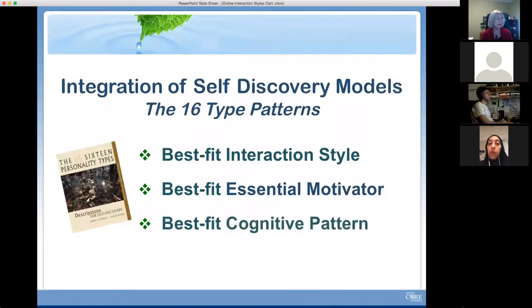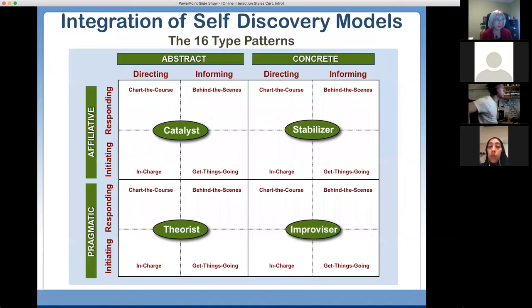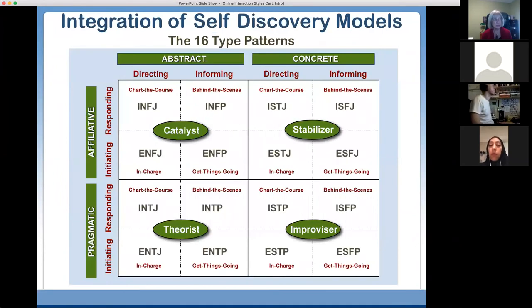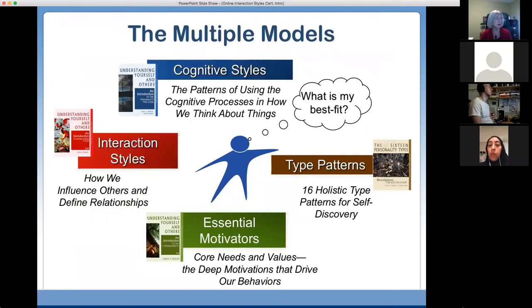Okay, and then there is the best fit cognitive pattern, and that gets us to what's often referred to with the type code. We have theme names, and that's the cognitive styles, or the iteration of the book that Ben mentioned is Understanding Yourself and Others, an Introduction to the Personality Type Code. We found that the other book was too complicated to use in workshops.